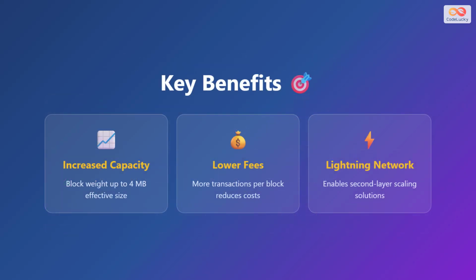SegWit delivers three major benefits to the Bitcoin network. First, increased capacity, with block weight expanding up to 4 megabytes effective size. Second, lower transaction fees, because more transactions fit in each block, reducing competition for block space. Third, it enables the Lightning Network and other second-layer scaling solutions that require transaction malleability fixes to function properly.